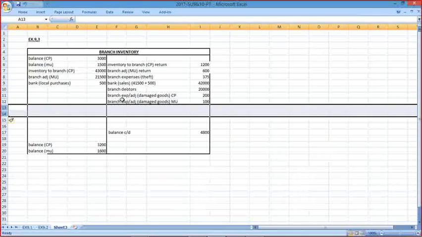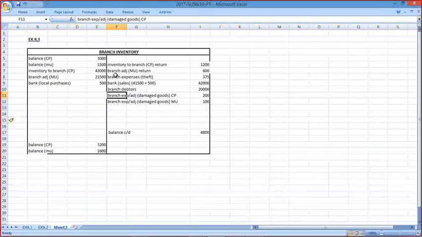Well done. Okay, so I'm going to copy, where's the theft? Here's the theft. Alright, so branch expense, 240 cost price and 120 markup. 240 and 120, great.